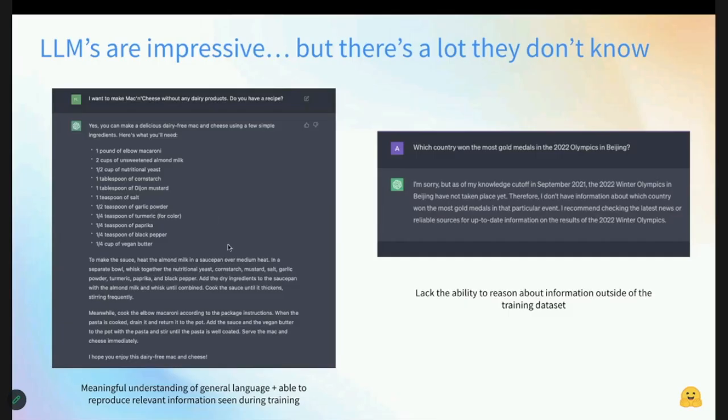But there's a lot of things that they don't actually know. If you see in this example on the right, which country won the most gold medals in the 2022 Olympics in Beijing, ChatGPT gives you a cutoff saying, I don't have any knowledge beyond this certain date. That date corresponds to the maximum date of which the training data was sourced from. And so LLMs are really good at a lot of things, but they lack the ability to reason about information that wasn't in their initial training data set.